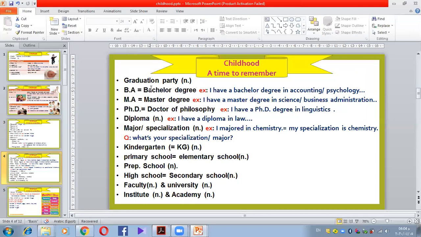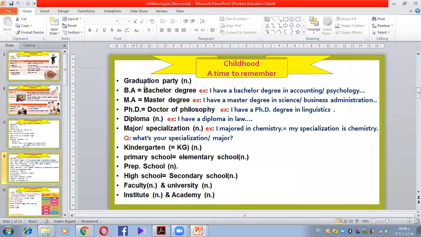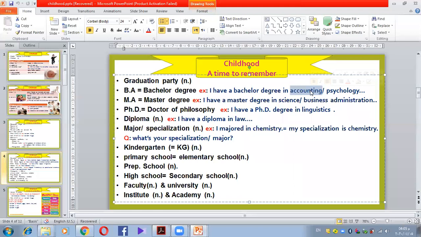BA degree or bachelor degree. So after you finish the university, for example, what do you have? BA, as we said, bachelor degree. Bachelor degree means BA. We say as abbreviation BA. Bachelor degree means like a licence or a baccalaureate. We can say this. So I have a bachelor degree in accounting, in psychology, in English. So you say the degree. Licence or baccalaureate, for example, accounting, okay, محاسبة or psychology and so on.